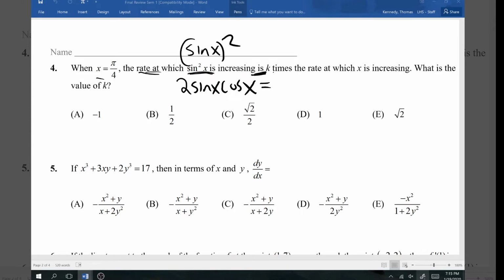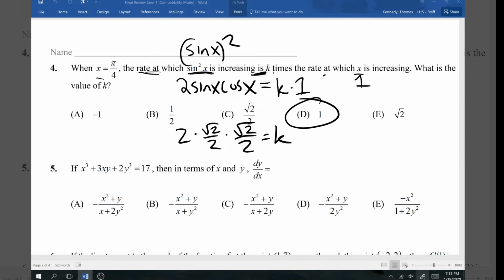And then all you do is k times the rate at which x is increasing. The rate at which x is increasing is the derivative of x, which is 1. So this side is k times 1. And then all you do is plug in pi over 4. So it's 2 times sine of pi over 4, which is root 2 over 2, cosine of pi over 4 is root 2 over 2, equals k. So k is 1. 2 times 1/2, which is what root 2 over 2 times root 2 over 2 is.